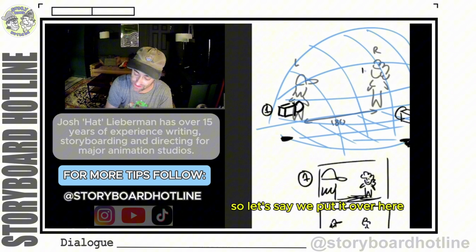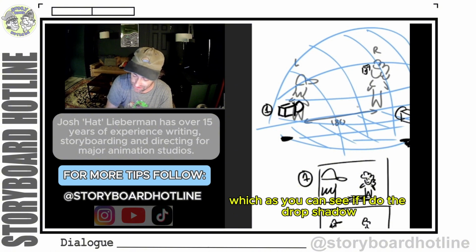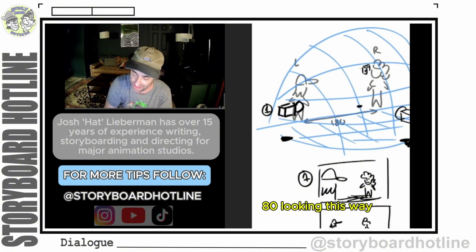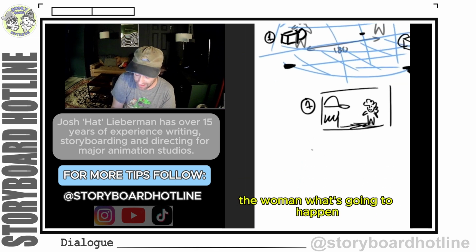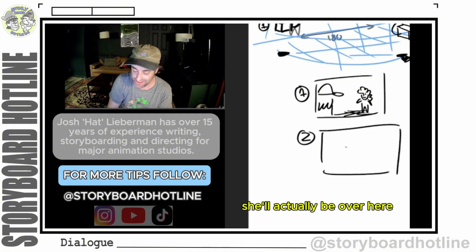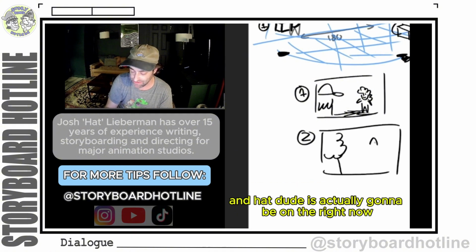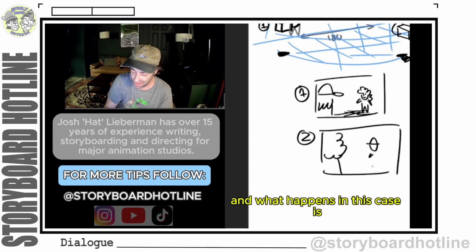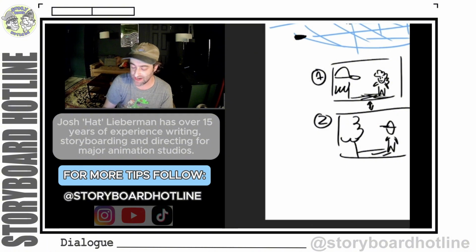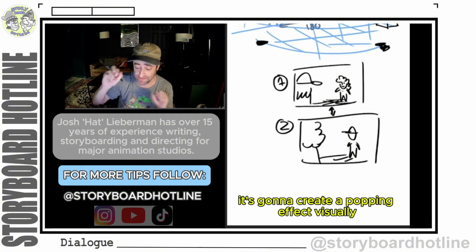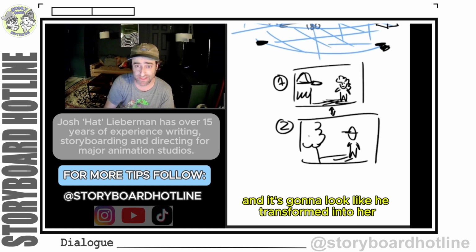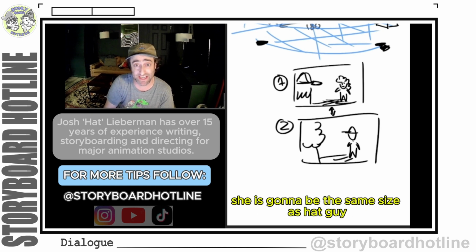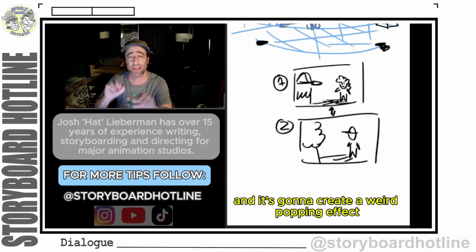So let's say we put it over here, which as you can see, if I do the drop shadow, is on the other side of the 180, looking this way. So if this is camera 2 now, or we go over the shoulder of the woman, what's going to happen, she'll actually be over here, and Hat Dude is actually gonna be on the right now. And what happens in this case is, as you can see, from this cut from here to here, it's gonna create a popping effect visually because this guy is going to be the same shape as her, and it's gonna look like he transformed into her. She is gonna be the same size as Hat Guy, and it's gonna look like they transformed, and it's gonna create a weird popping effect.